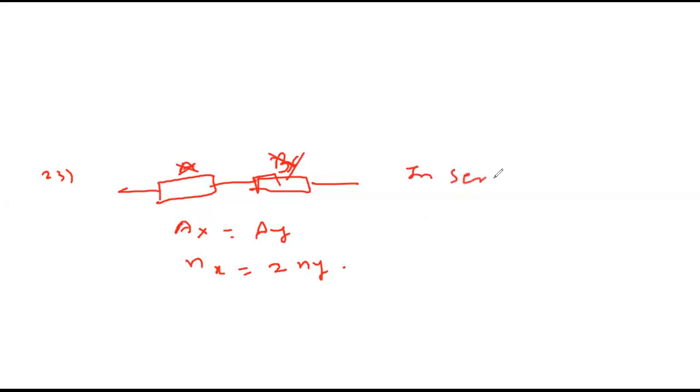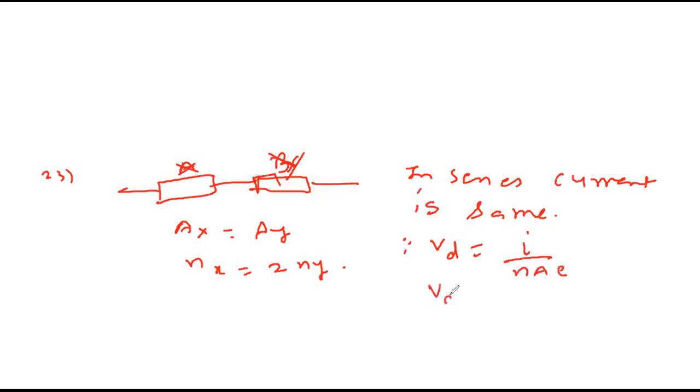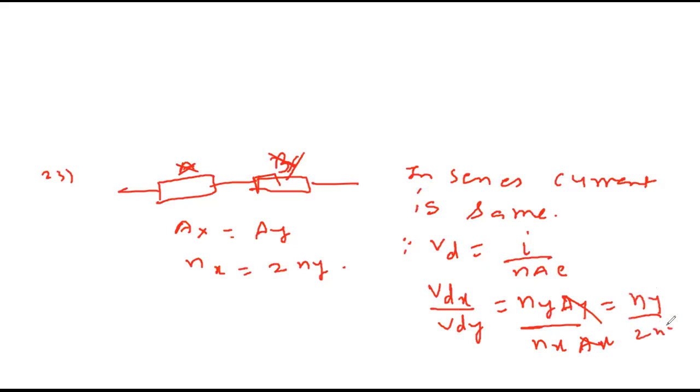In series, what is same? Current is same. They want the ratio of drift velocity. So the formula for drift velocity is what? I upon NAE. Correct? So drift velocity in X upon Y, I is same will get cancelled. It will become N of Y, A of Y, E will also get cancelled, upon N of X, A of X. Area is same. NY upon 2 times NY, NY cancels. 1 upon 2 is the required ratio.